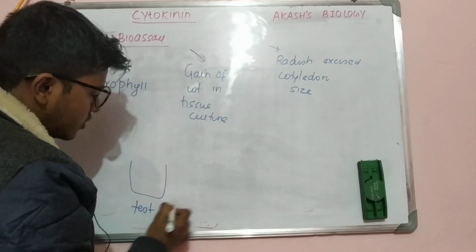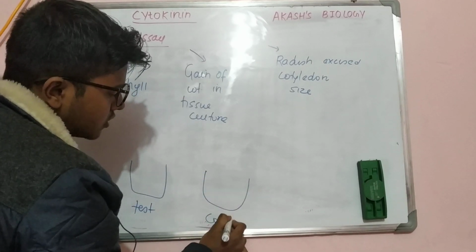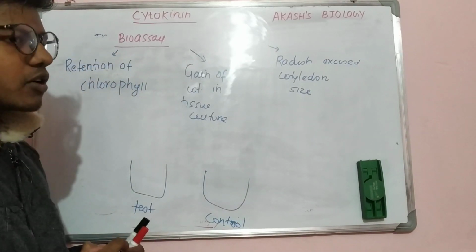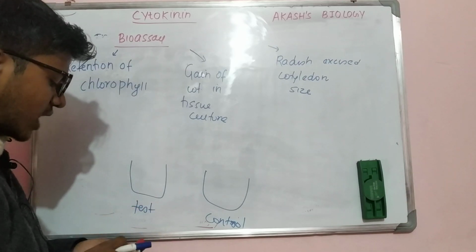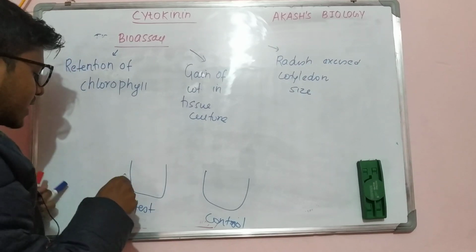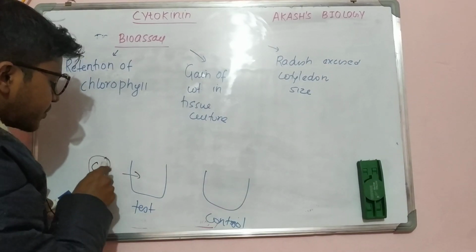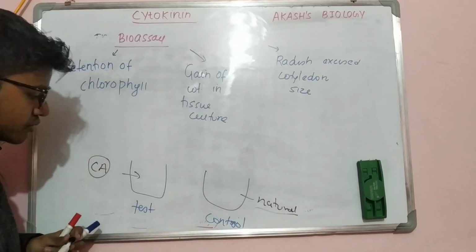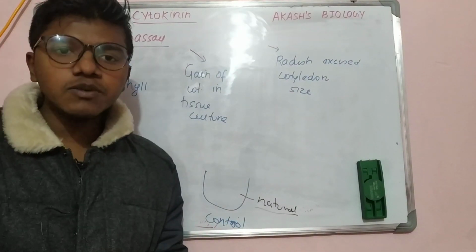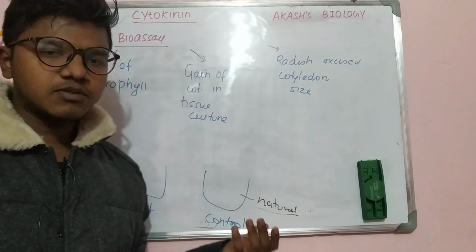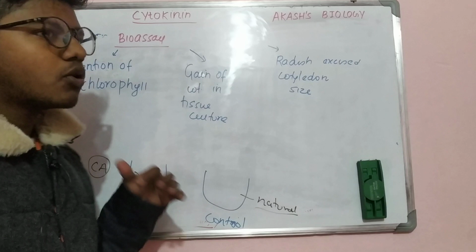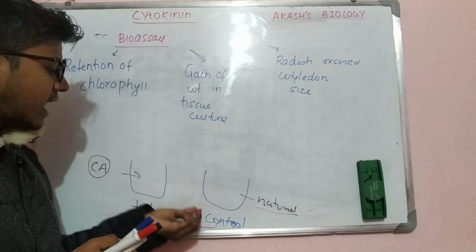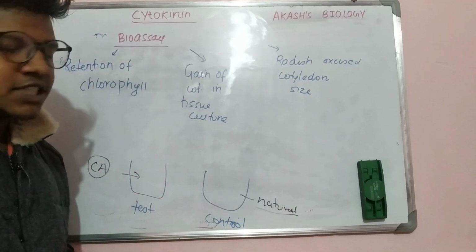So in all of these we have to take a test solution, and another one is the control. Control means the natural conditions. So all of the bioassays are performed by comparing the two. In the test we have sprinkled or dissolved cytokinin, and in the control there is a natural environment. If you are going to be a doctor, you need to know about test and control. Whenever an experiment is performed or a hypothesis is tested, we take a test solution or test environment in which that particular substance is sprinkled or dissolved, and a control in which there is assessment in the natural environment.